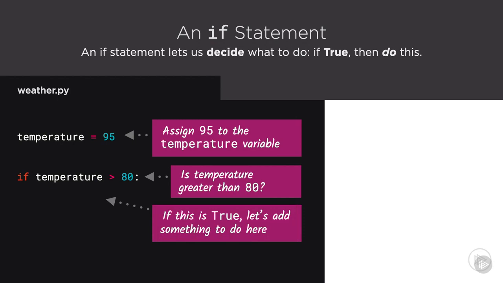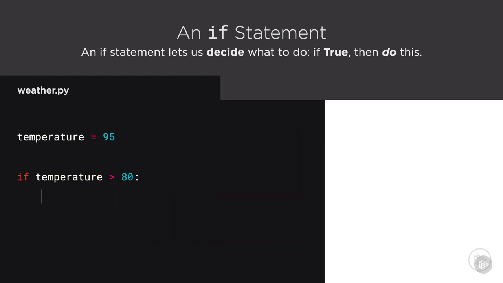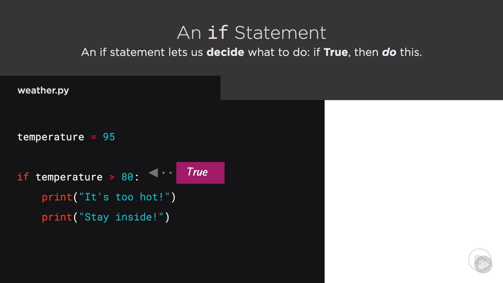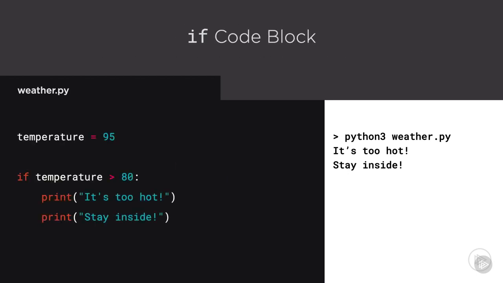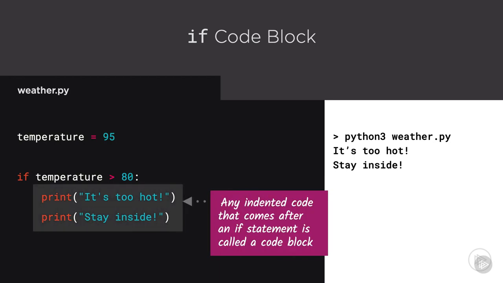So let's add something to do inside the if statement. Let's add 2 print statements inside that if statement. Since this if or conditional statement evaluates to true, then the following print statements are run. So let's take a look at running this, and we can see it's too hot and stay inside are printed to the screen. Any indented code that comes after an if statement is called a code block and is what is run if the statement is true, like we just saw.